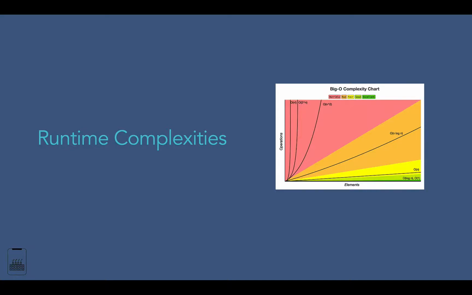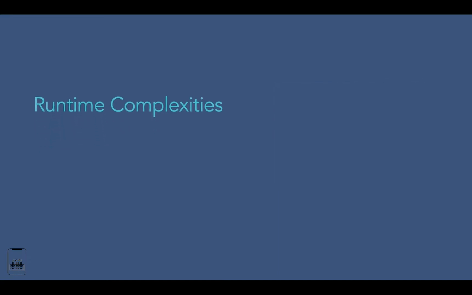Alright, in the last video we learned three types of algorithm runtime notations: big O, big omega, and big theta. Now in this video we will look at some examples of runtime complexities. There are many time complexities in the world of algorithms, but here we will look at the most commonly used ones. Here's the list of complexities that we are going to discuss.